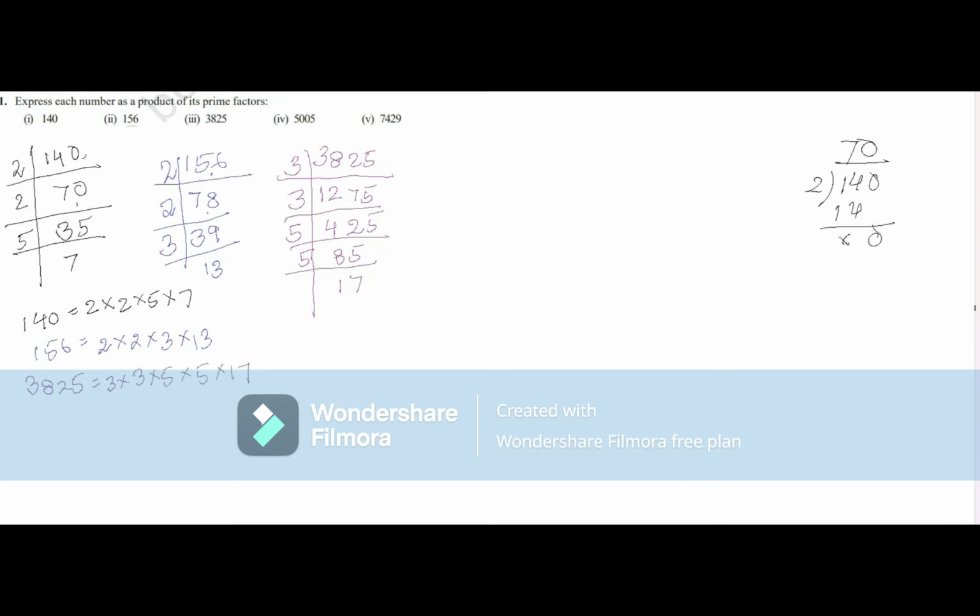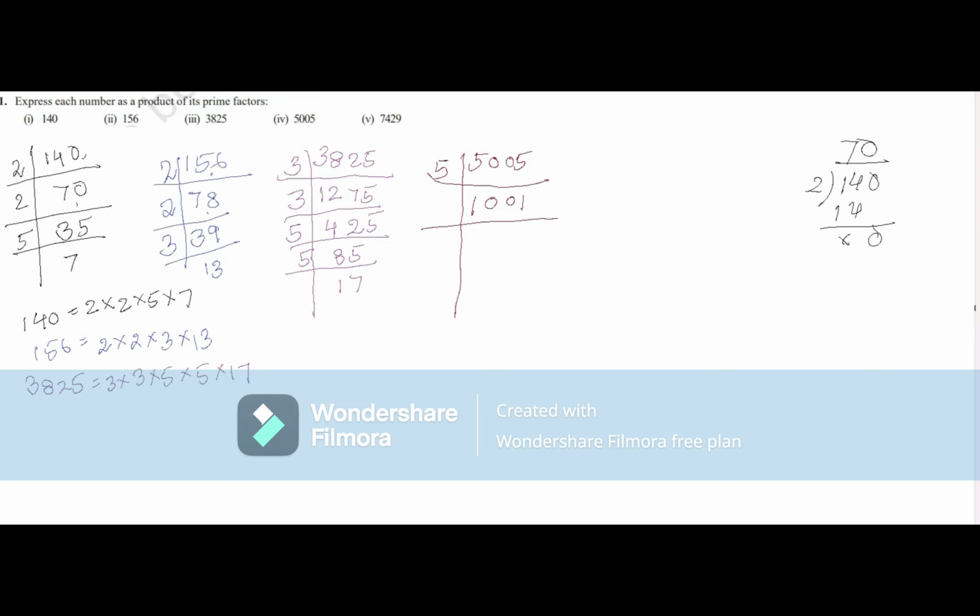Now coming to the next question, I have 5005. This I can divide it by 5, 1001. Okay. Now so it is no more divisible by 5.